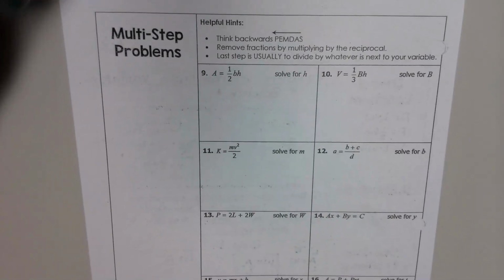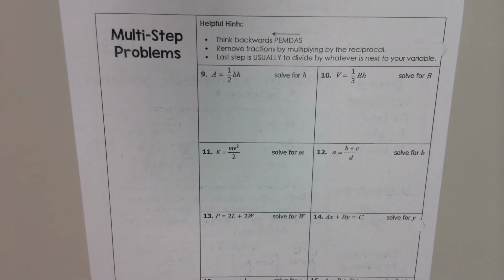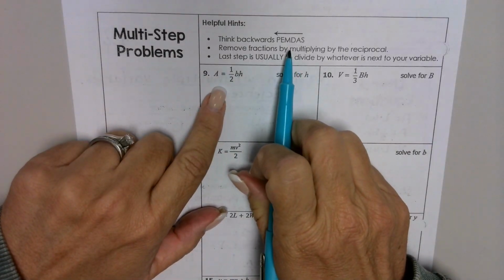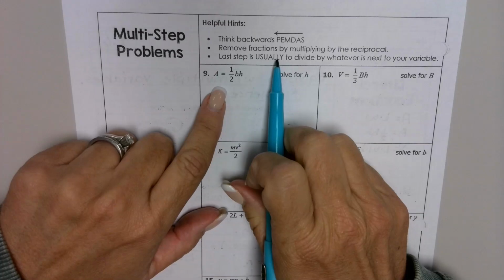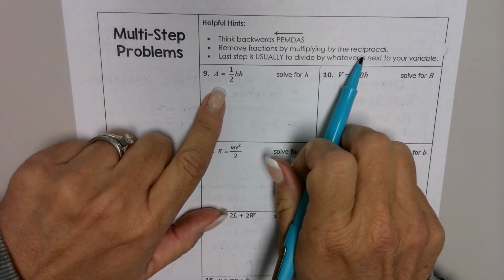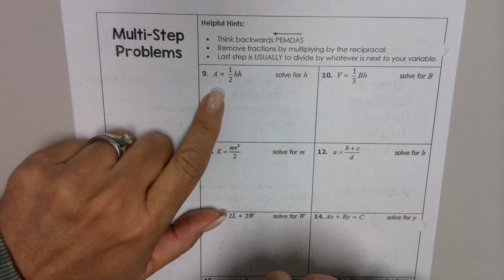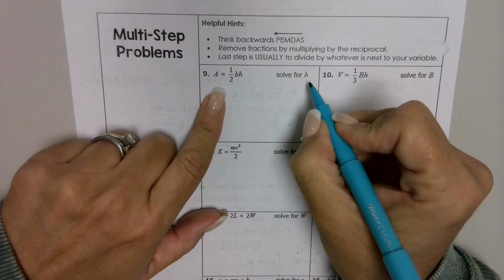So now we have some multi-step problems. All right, so this is not any different than the way we solve anything else, but for whatever reason, variables get people jammed up. So we're going to do reverse PEMDAS, so reverse order of operations. We're going to remove the fractions by multiplying by the reciprocal. And then last is we divide by whatever the variable is. Okay? So let's look at this first one.